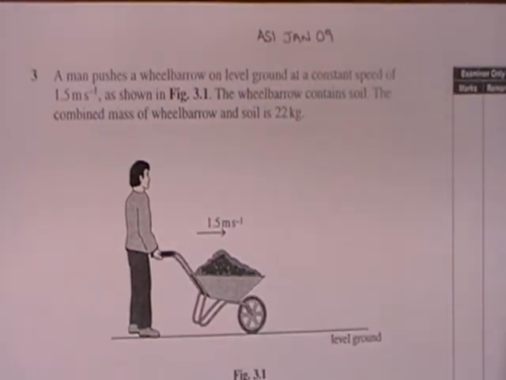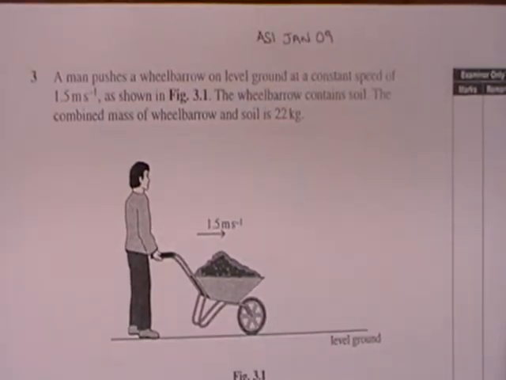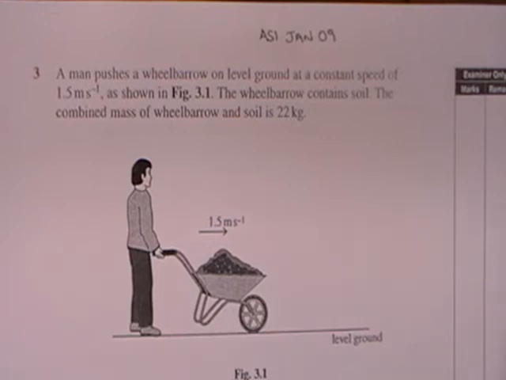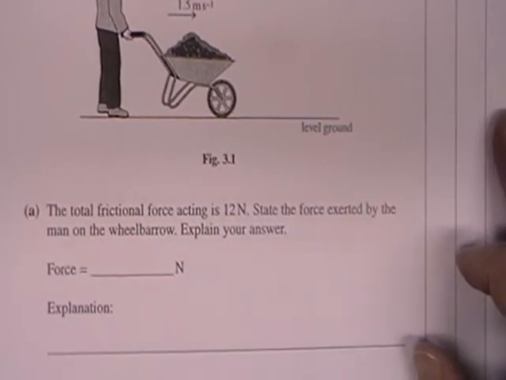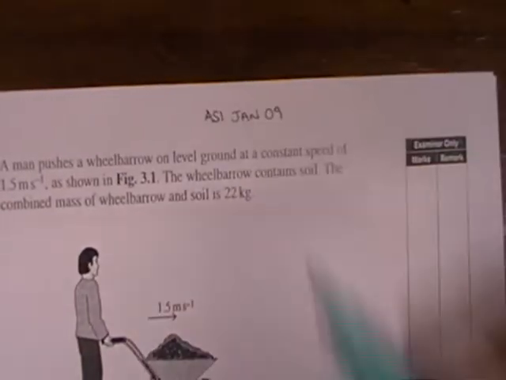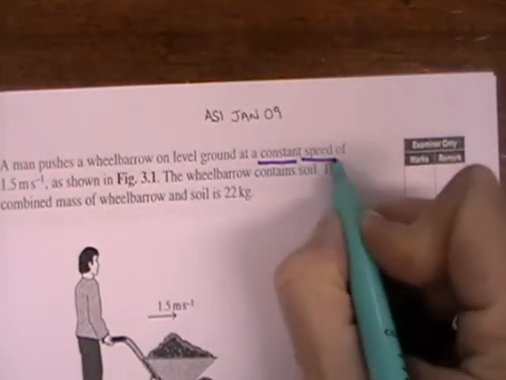A man pushes a wheelbarrow on level ground at a constant speed of 1.5 metres per second, as shown in figure 3.1. The wheelbarrow contains soil and the combined mass of the wheelbarrow and soil is 22 kilograms. The total frictional force acting is 12 newtons. State the force exerted by the man on the wheelbarrow. Explain your answer. And the whole point there is that you notice that they said constant speed.